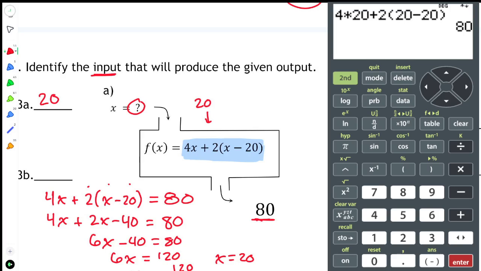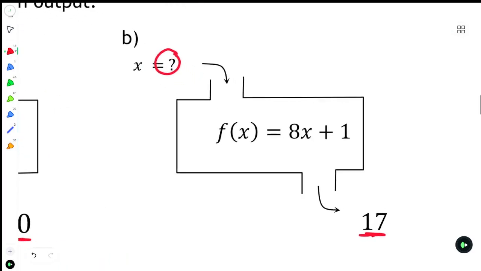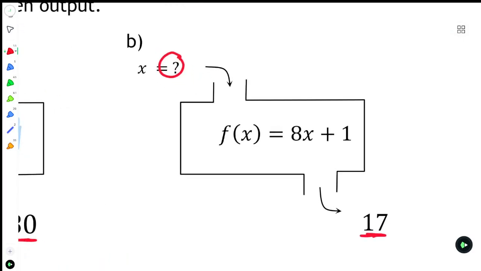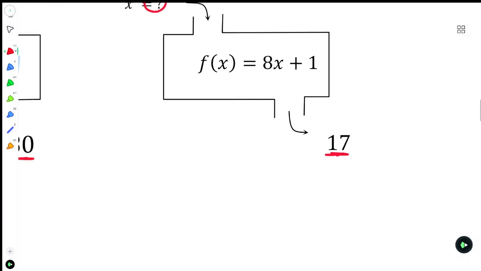All right, and then part B, a similar problem on this one. It says, hey, we want this thing to produce an output of 17. So I follow the exact same pattern here. I'm going to take the definition of my function, 8x plus 1, right? f(x) is defined as 8 times the input plus 1 more. And I'm going to set that definition equal to the desired output.